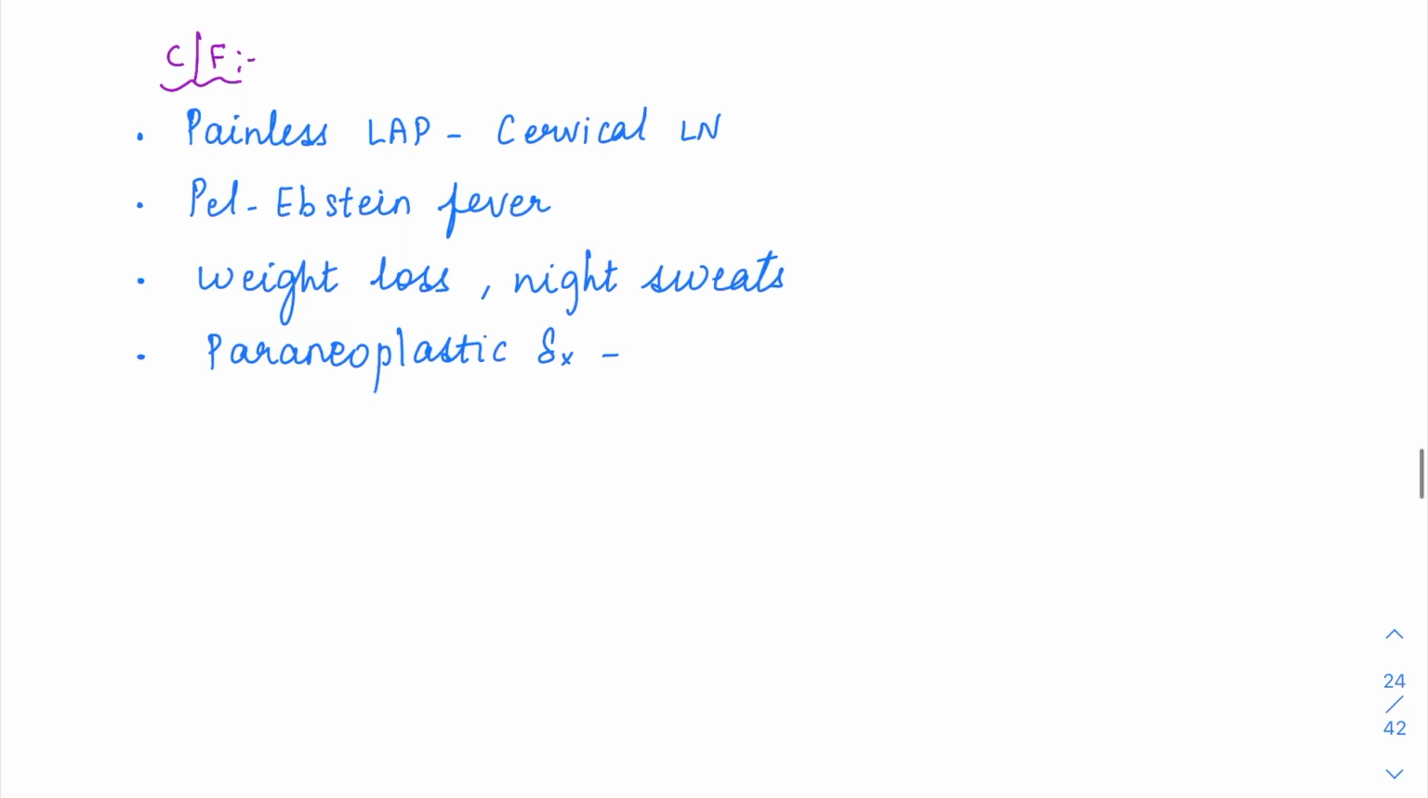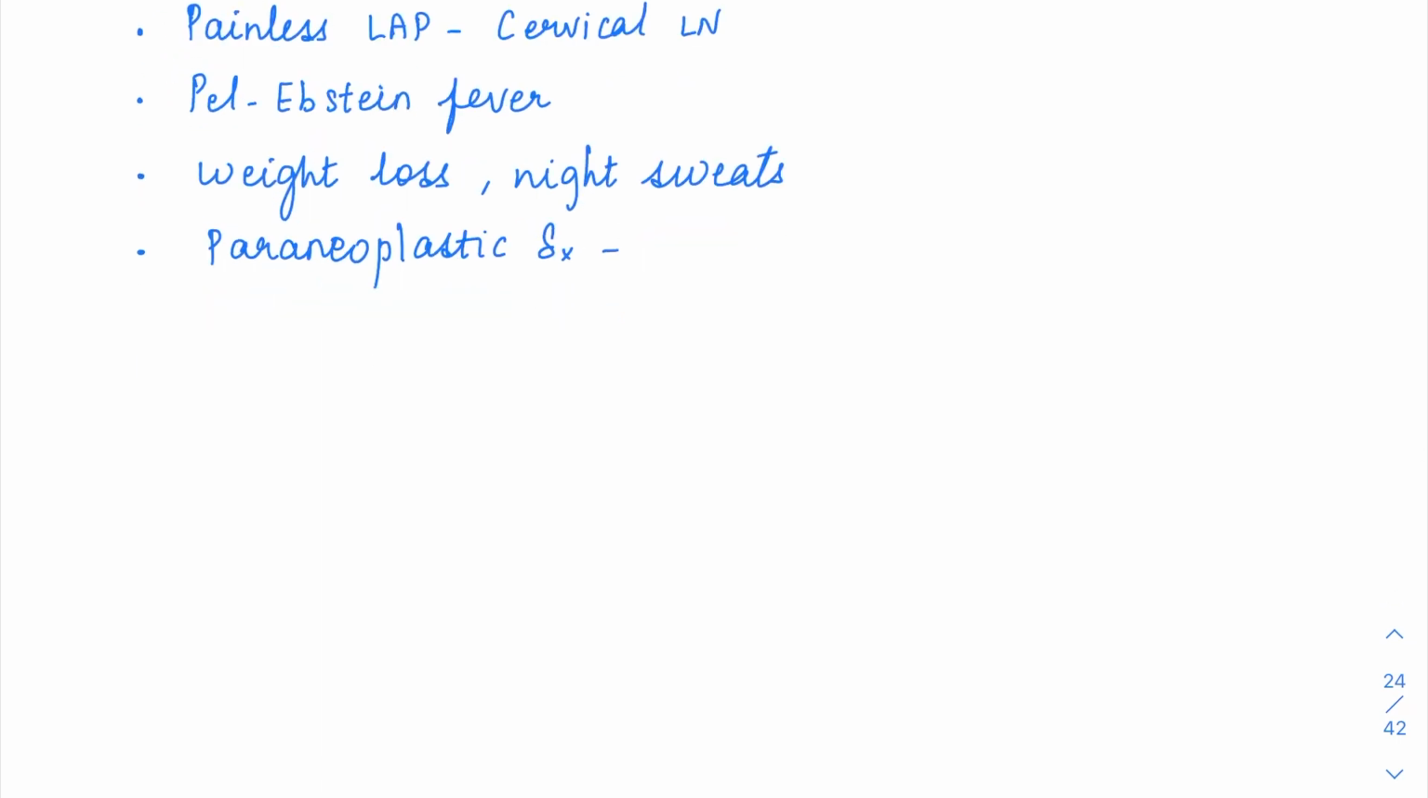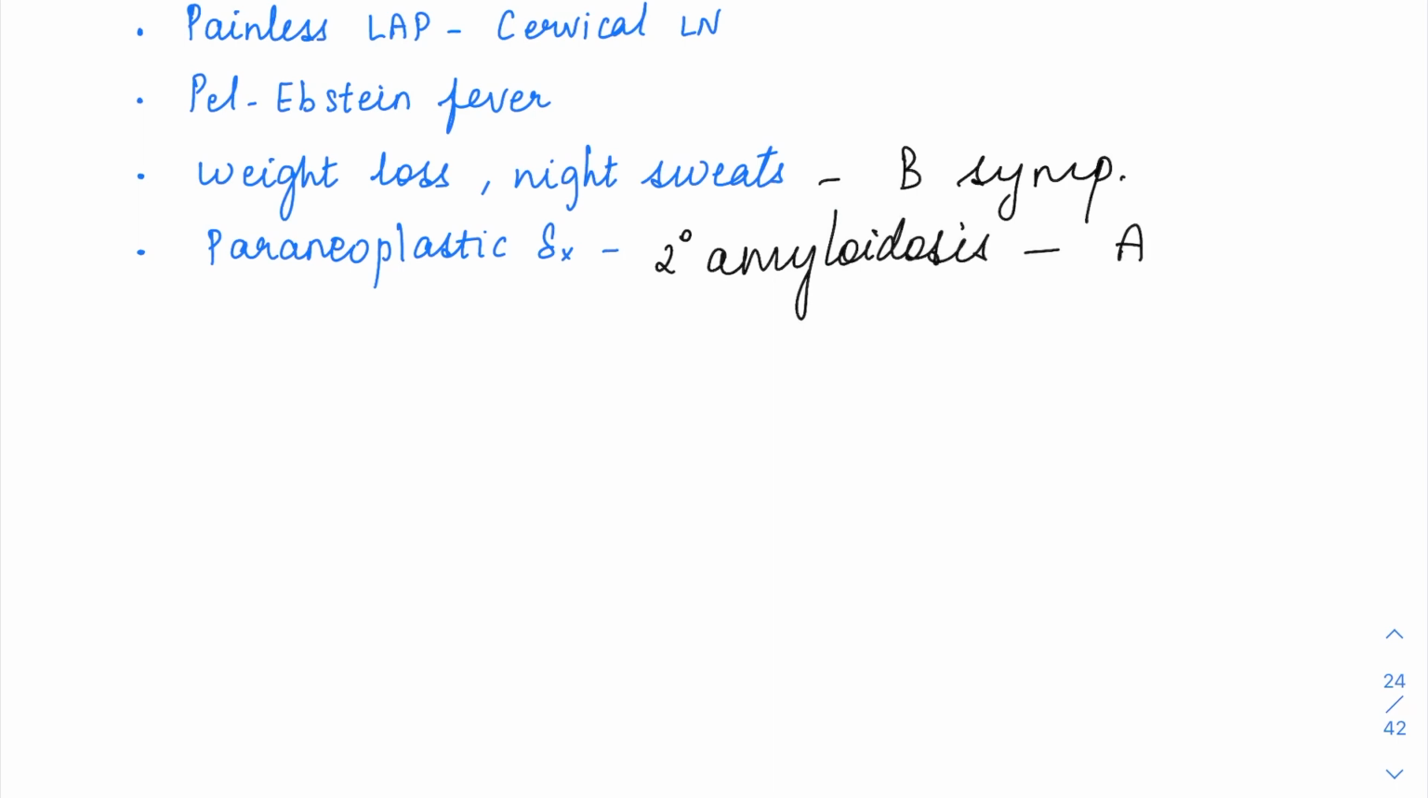And then there are going to be B symptoms, which are weight loss and night sweats. They characteristically present with night sweats. At night they'll wake up while sweating. So these night sweats can be seen, and these are called the B symptoms associated with Hodgkin's lymphoma. Sometimes some paraneoplastic syndromes are also associated with Hodgkin's lymphoma, and those are secondary amyloidosis. In secondary amyloidosis, what was the type of amyloid? Yes, it is going to be AA amyloid, so amyloid associated.